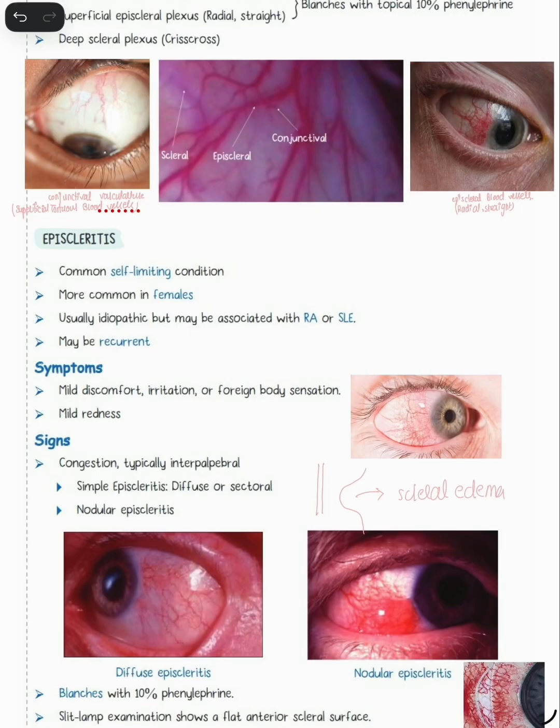But we have learned that the congestion is typically interpretable. It can be of diffuse type, where the whole eye is red, or of nodular type, where only the nodule is red, and then it blanches with 10% phenylephrine. The congestion decreases on instillation of 10% phenylephrine, and the slit lamp examination shows that the interior surface of the sclera is flat. If it is raised, then it will be scleritis. If it is flat, then it will be episcleritis.